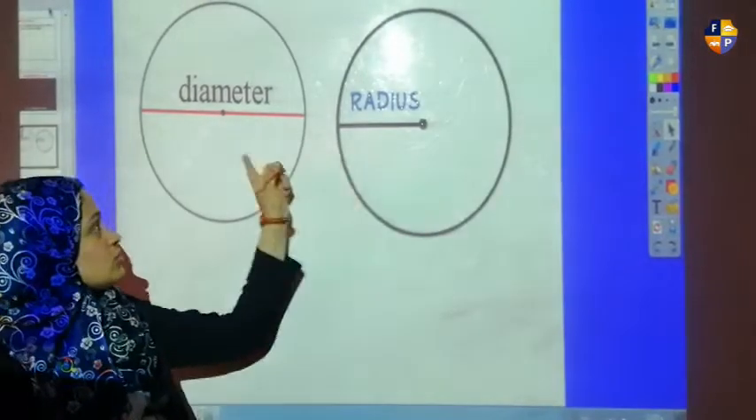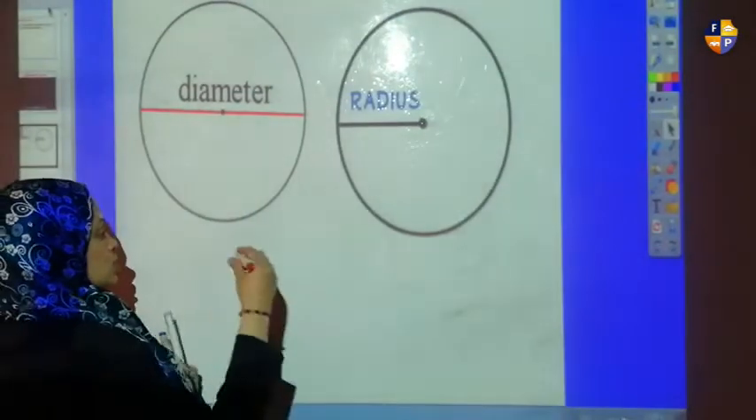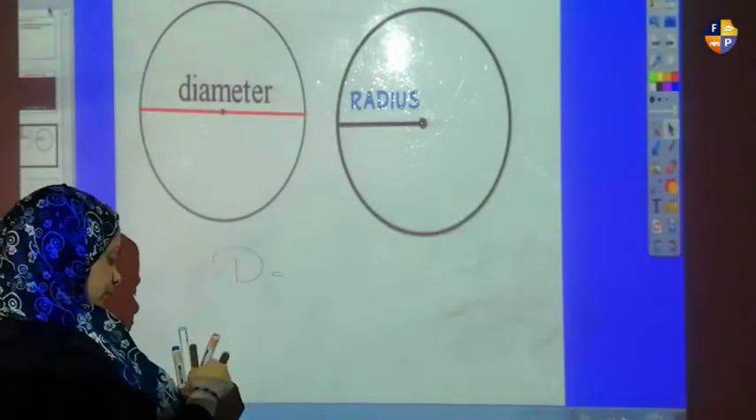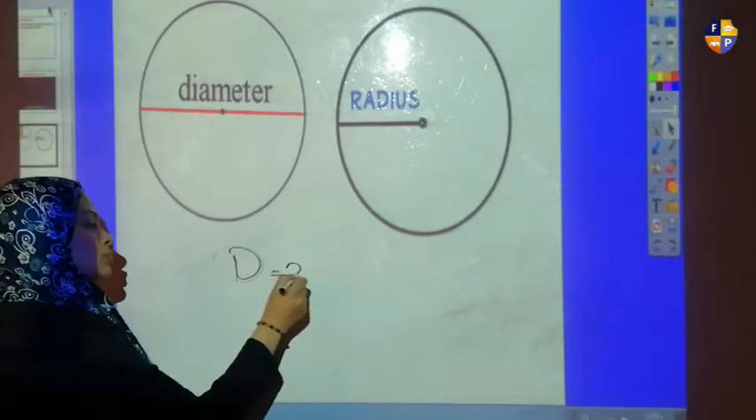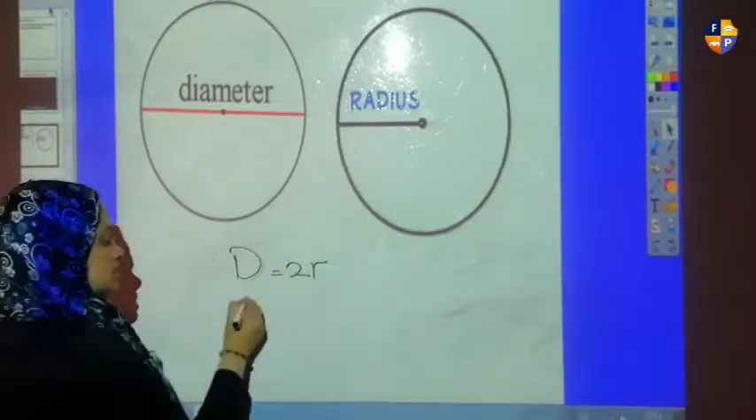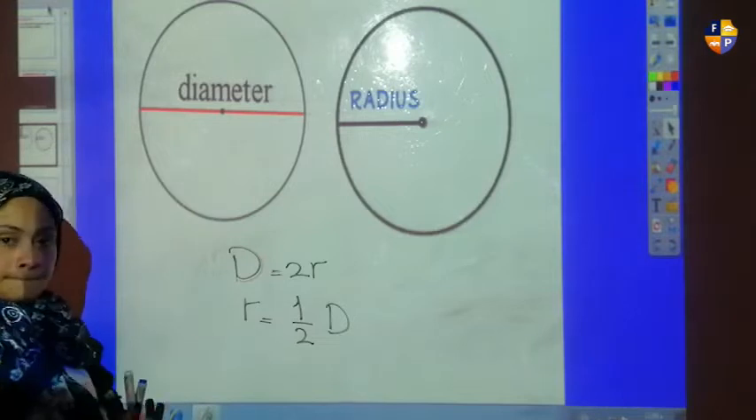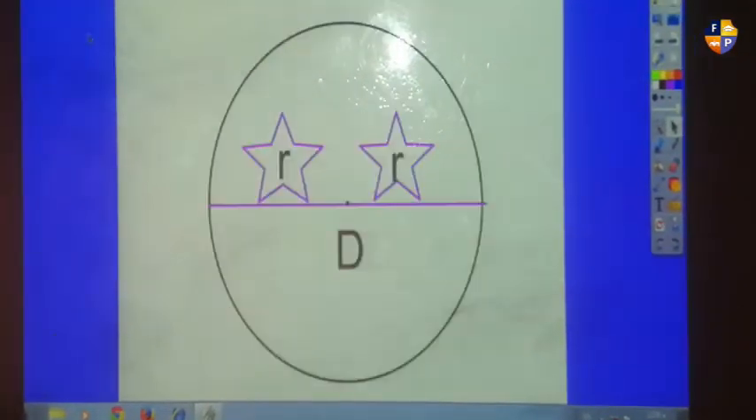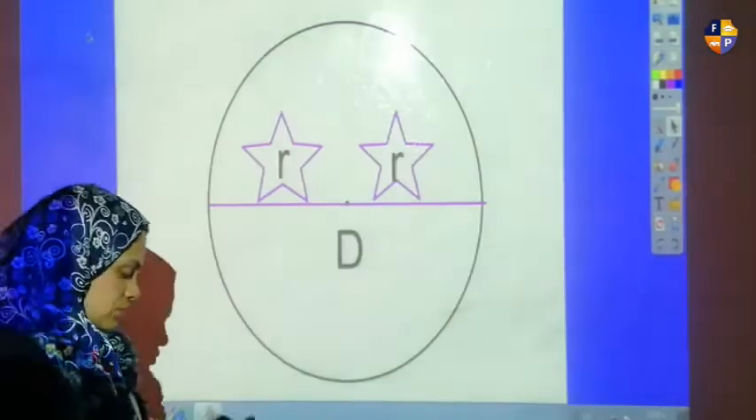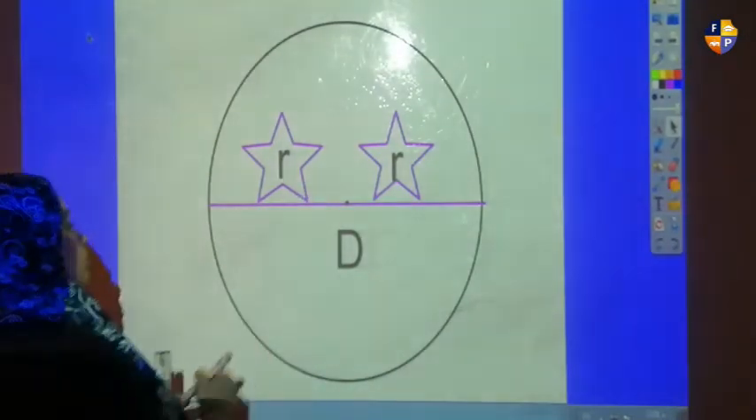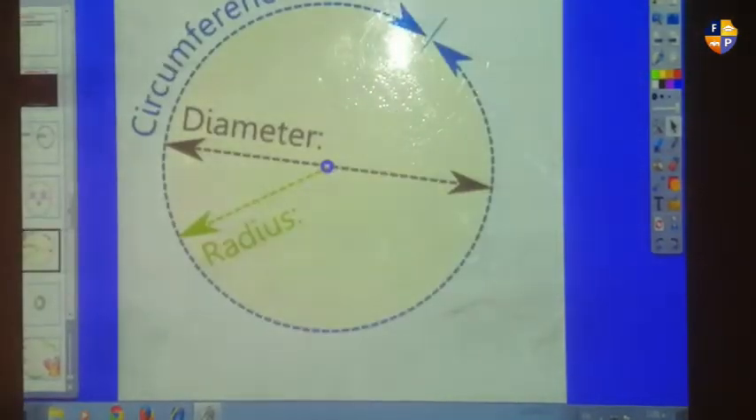Do you remember the relation between the radius and the diameter? Yes, the radius is half of the diameter. So the diameter equals 2 times the radius, and the radius is half of the diameter. From this shape, 2 radius equals the diameter, so the diameter equals 2R, like we said before.